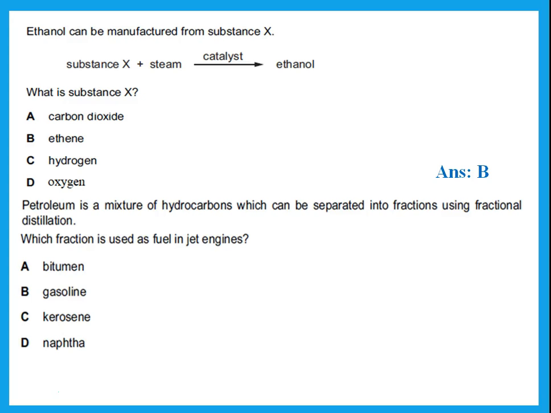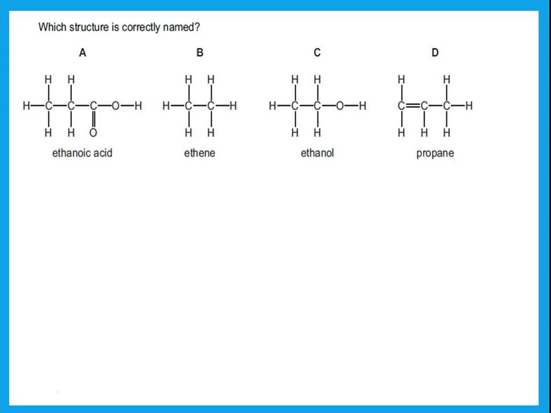Okay, petroleum is a mixture of hydrocarbons which can be separated into fractions using fractional distillation. Which fraction is used as fuel in jet engines? Remember, which one is used as fuel in jet engines? It is kerosene, or what we call paraffin. So remember that kerosene is the same as paraffin and it is used as fuel in jet engines.